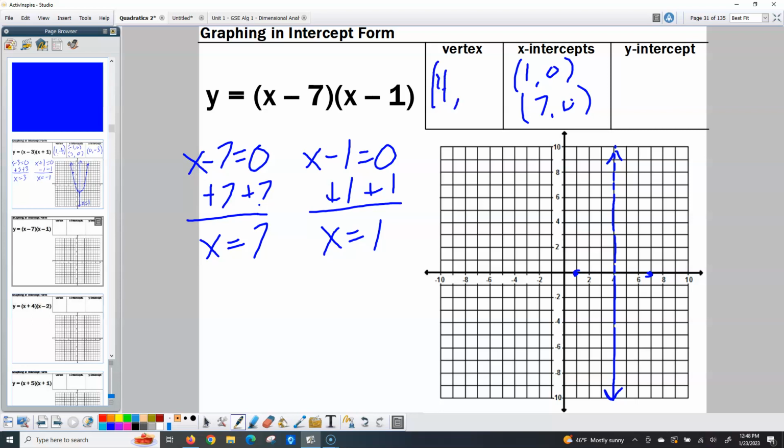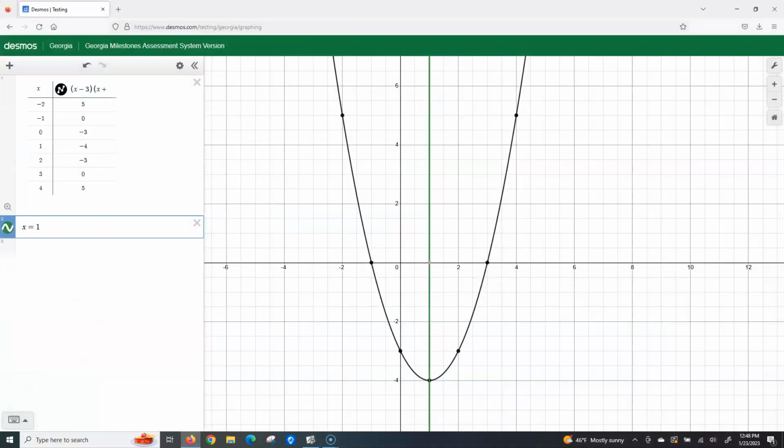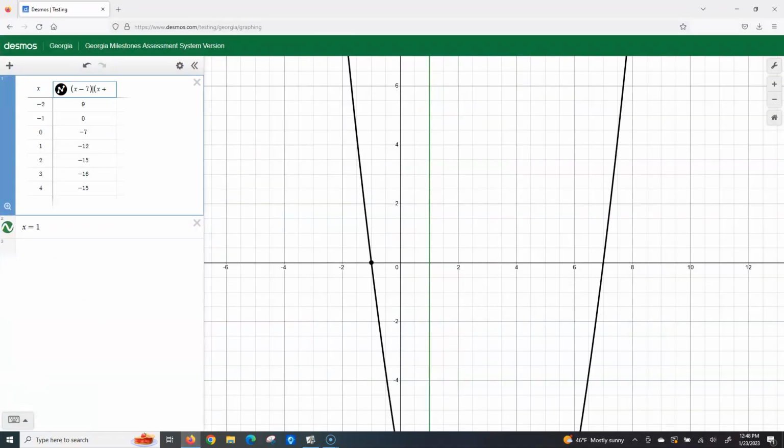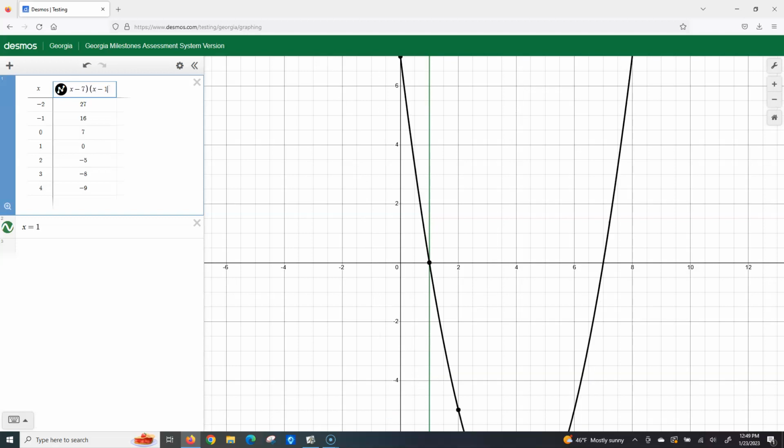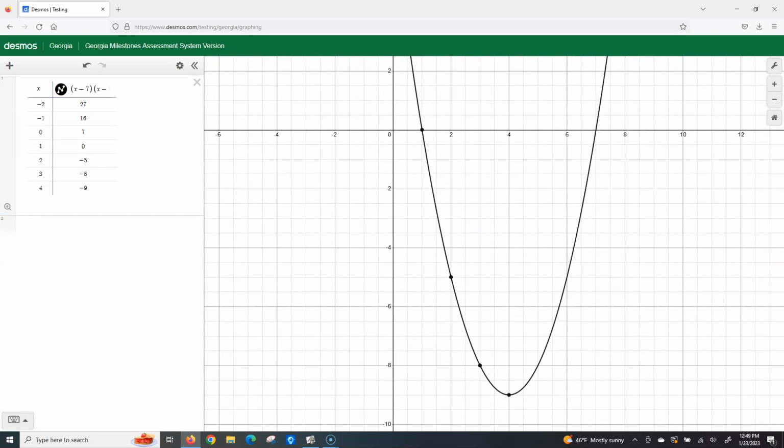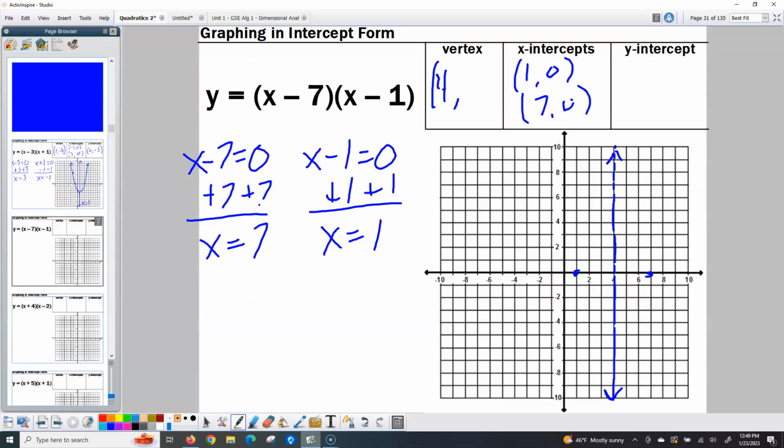I'm going to go over to Desmos. x minus 7, and x minus 1. And we can see that 4 would cut it in half right there. And I have my table already over here. Let's add a couple over here. And you can see that at 4, we start this mirror thing going over here with 4, -9 looks like it's my vertex, and then -8 would be the next one, then -5.